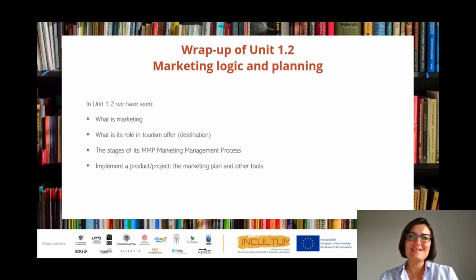Fine, we are at the end of Unit 2 of Section 1, the unit dedicated to marketing logic and planning. This slide wraps up the four main topics we have seen. What is marketing? What is its role in tourism offer, mainly the destination? The stages of its MMP, marketing management process, the implementation of a product or a project using a marketing plan and other tools. I hope you found interesting and useful the contents of this unit.